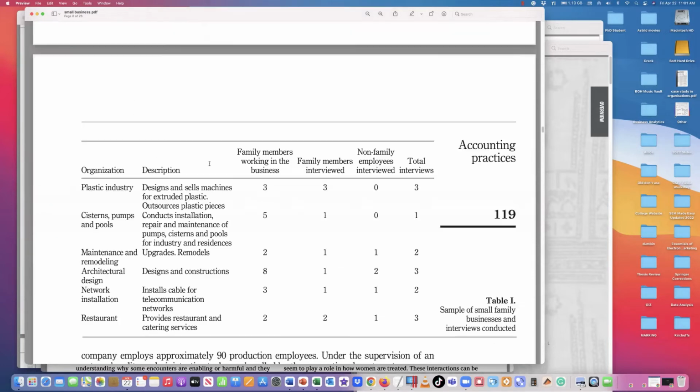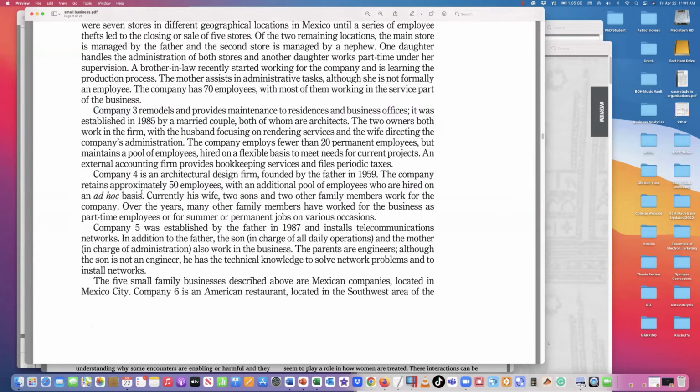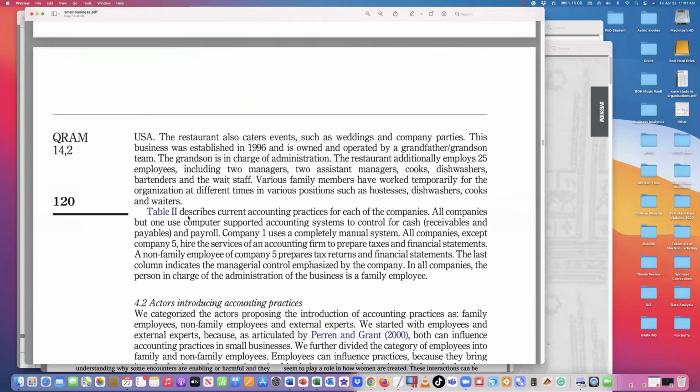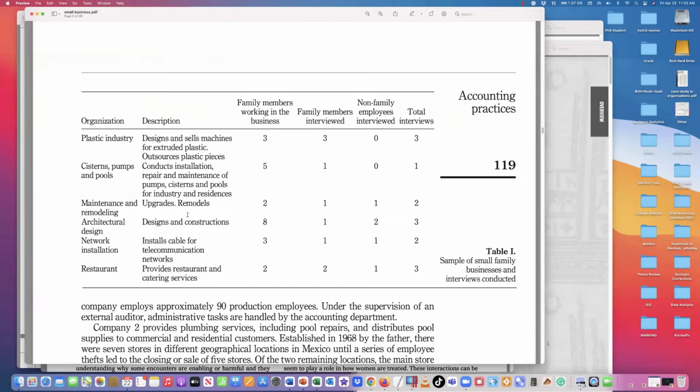So company 1, company 2, you see, they are giving you descriptions, and the context is being established. Company 3, company 4, company 5. Okay, then company 6. And after that, it uses a table to summarize the data from all of them. It tells you how many interviews were done in the different industries. So 1, 2, 3, 4, 5, 6. There are 6 companies here, and how many did you interview in each? So first company, 3 people.